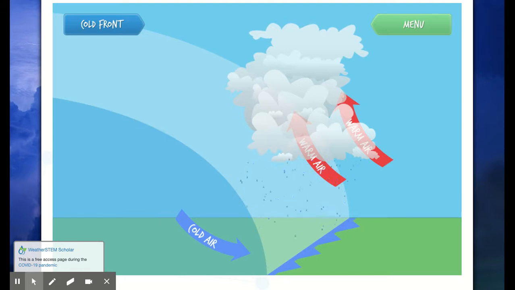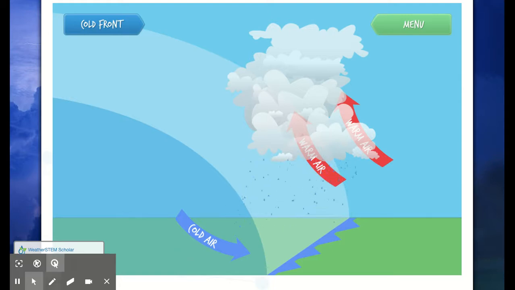Cold fronts generally result in more powerful storms. They're going to be the most powerful weather front. They're going to create storms, could be thunderstorms. As that warm air is forced up, it cools, makes clouds, and the precipitation falls as a result.